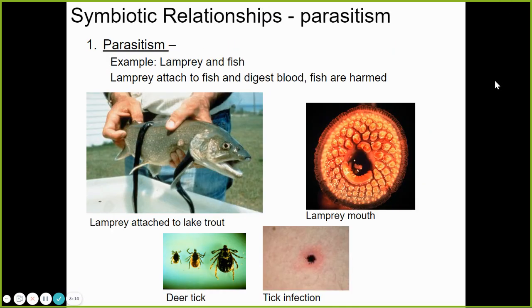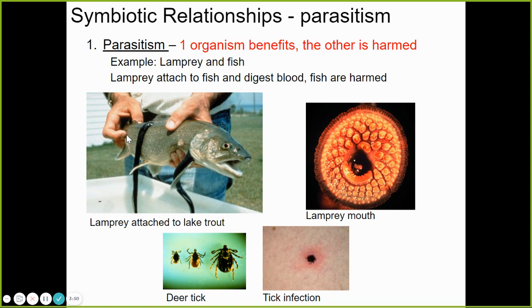And then the third one is probably the one you're most familiar with, which is parasitism. Parasitism is a symbiotic relationship where both organisms have this close interaction. But in parasitism, one organism benefits, we call that the parasite, and the other organism, which we call the host, actually is harmed. So one example here is the sea lamprey.